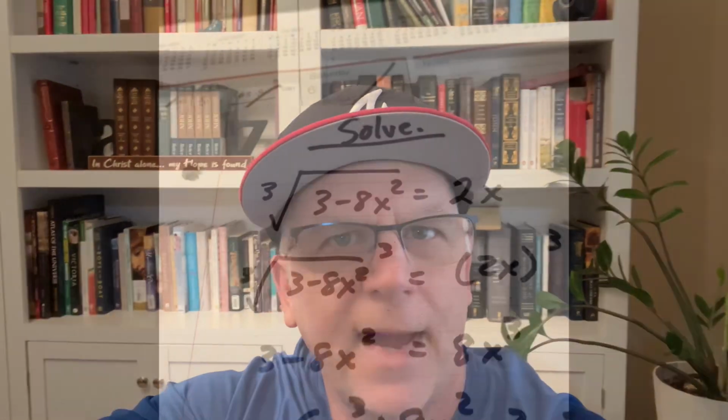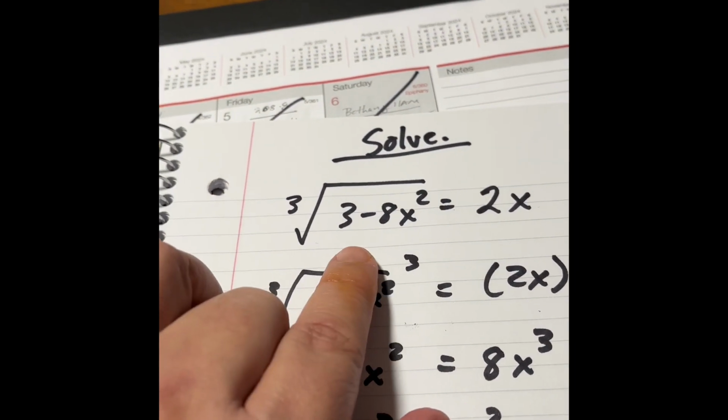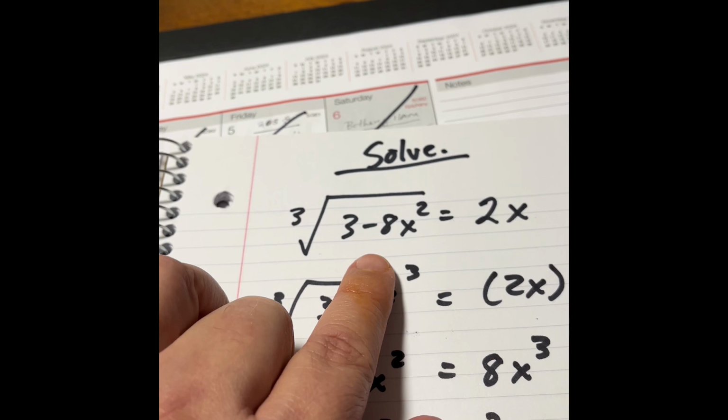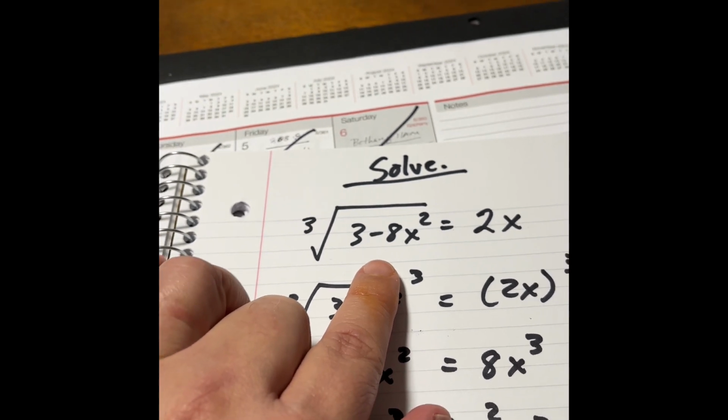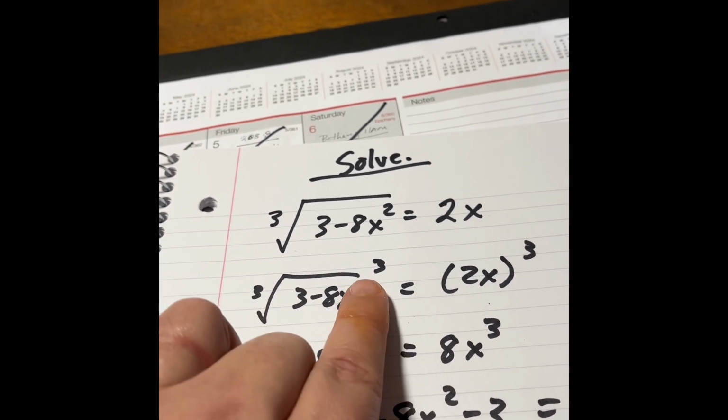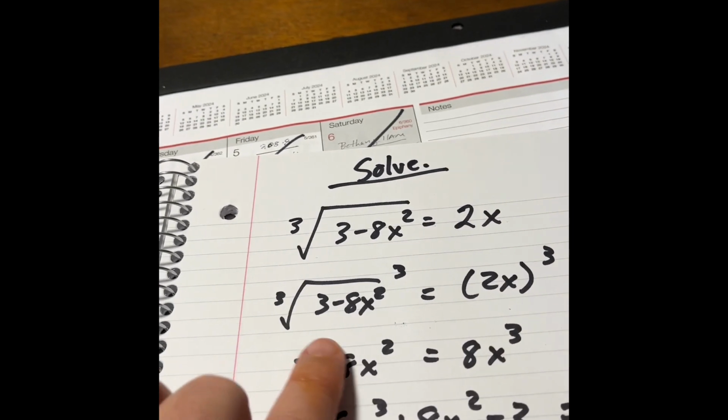Hey, let's solve this math problem right here. I have the cube root of 3 minus 8x squared equals 2x. So the way you get rid of a cube root is you cube both sides. So I cube both sides there.